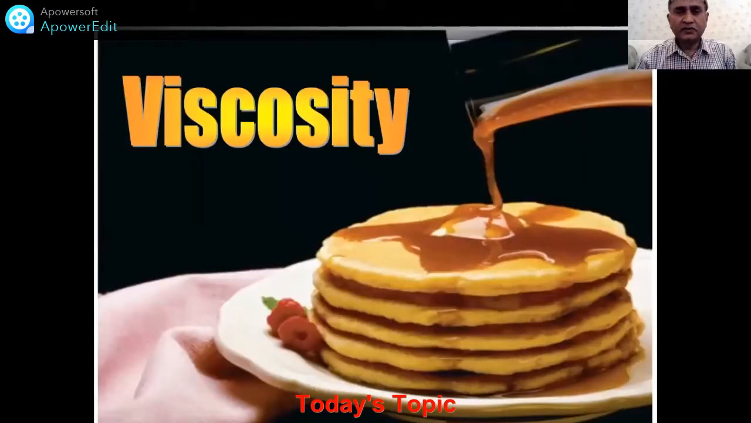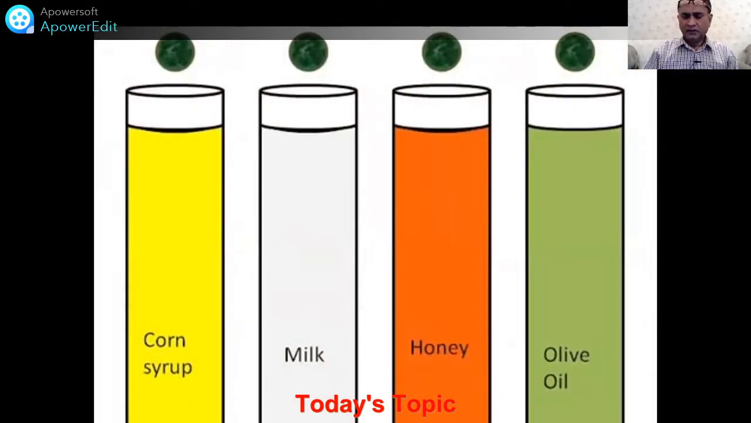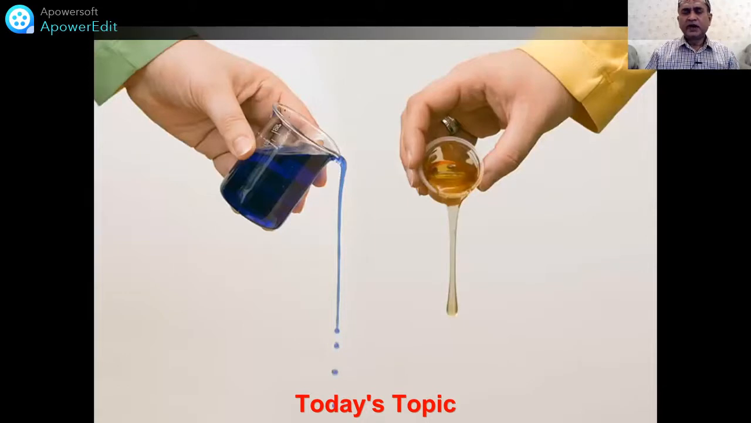So what is the main topic today? Viscosity. Suppose you have some pigmented water like blue ink in a beaker, and you have something like honey or oil in another beaker, and you tilt both the beakers at the same time. You will see that honey is offering some resistance to flow. Honey is lazier than water. Honey is taking more time than water to flow. So in science, we say that honey is more viscous than water. Honey has more viscosity than water. Why? Because honey has more resistance to flow, whereas water has comparatively less resistance to flow.